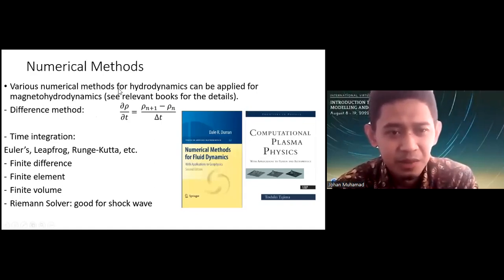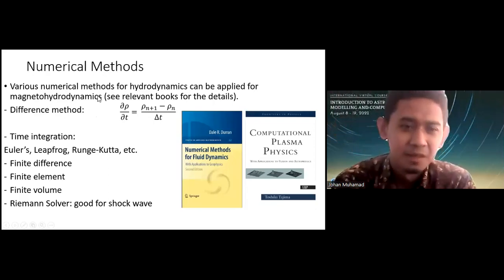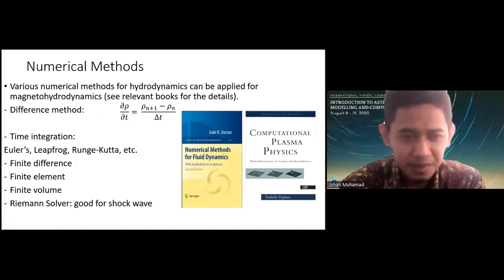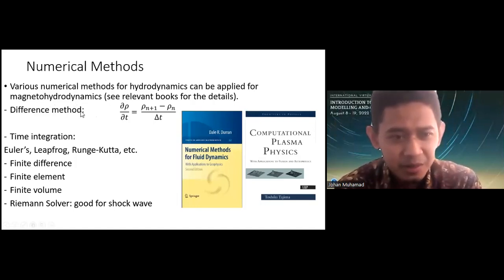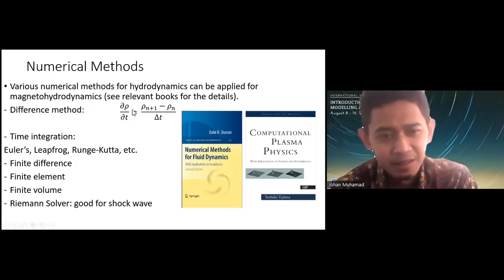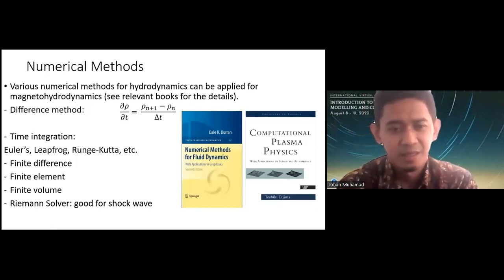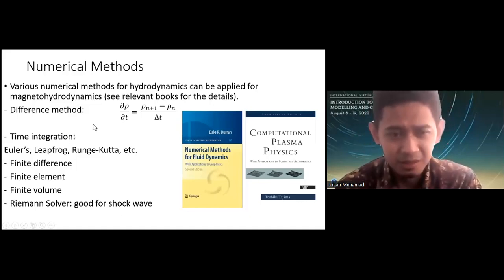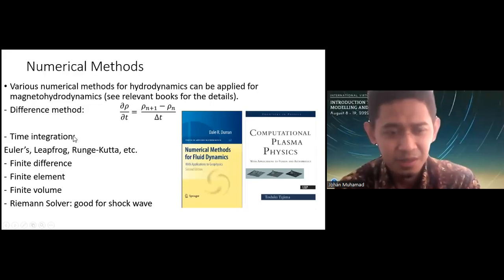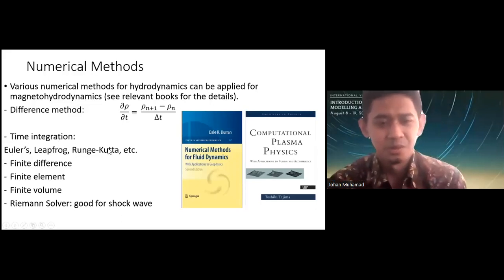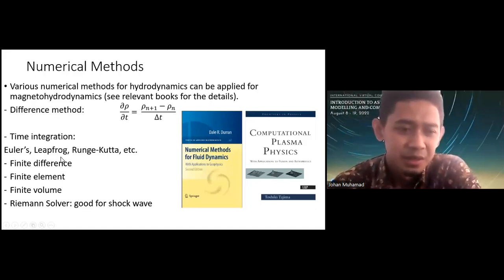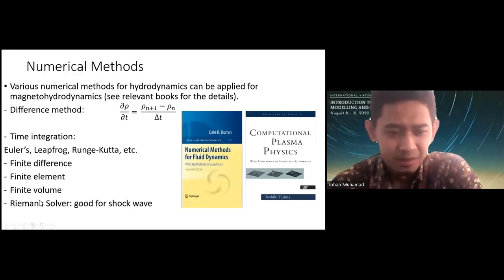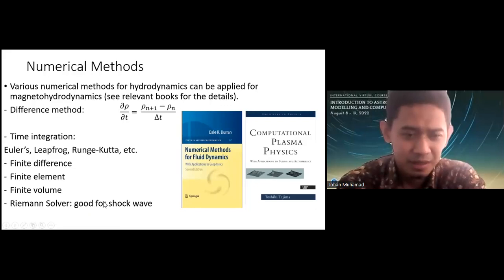But the idea is that the various numerical methods for hydrodynamics can be applied to magnetohydrodynamics. Maybe you already got some lessons about the difference method, how we can discretize any quantity in the analytical solution. And then you also know about time integration. Once you can discretize the equation, you can just use time integration. You can choose the Euler method, the leapfrog, or Runge-Kutta, or others. Or maybe you can use finite difference, finite element, finite volume, or even, for the advanced one, a Riemann solver, and this is good for shockwaves.